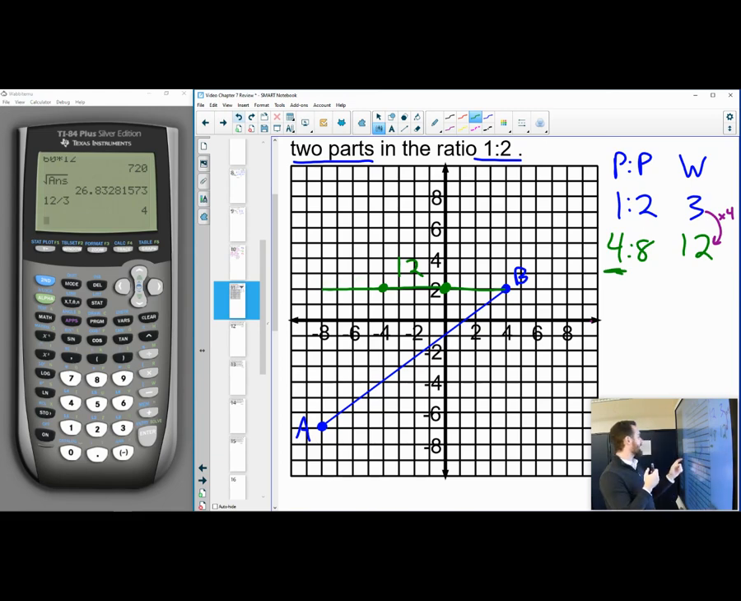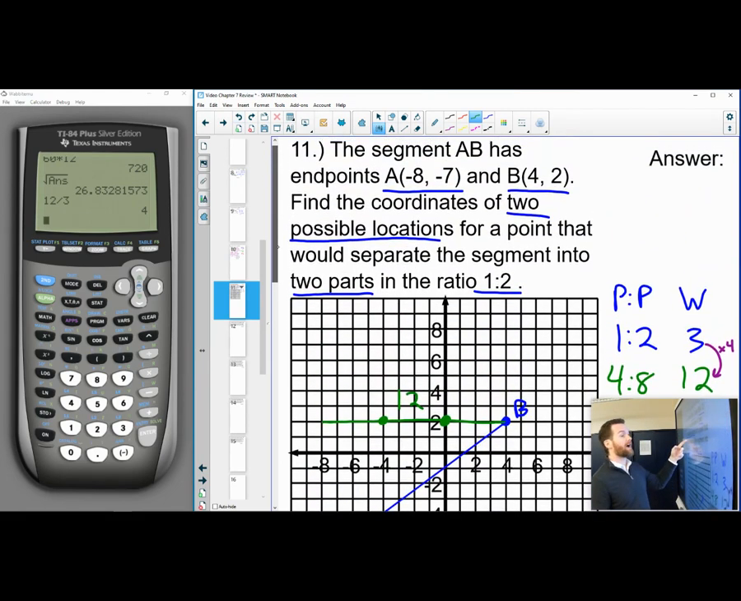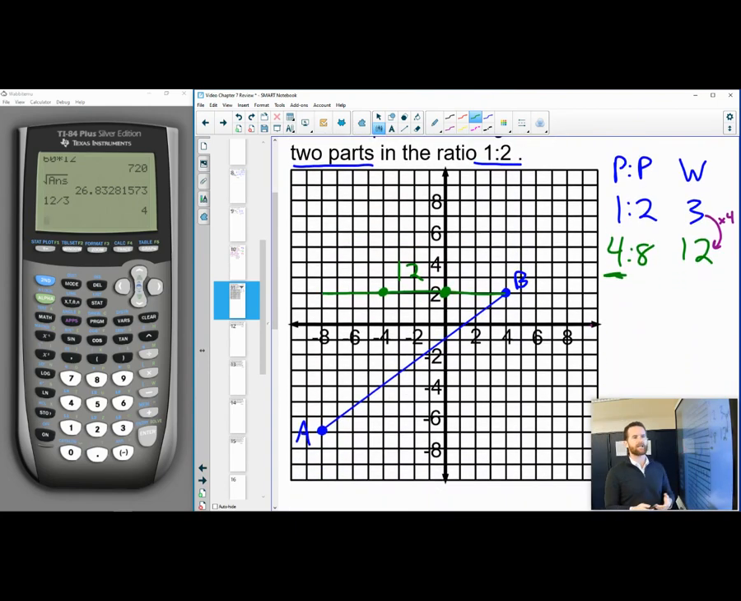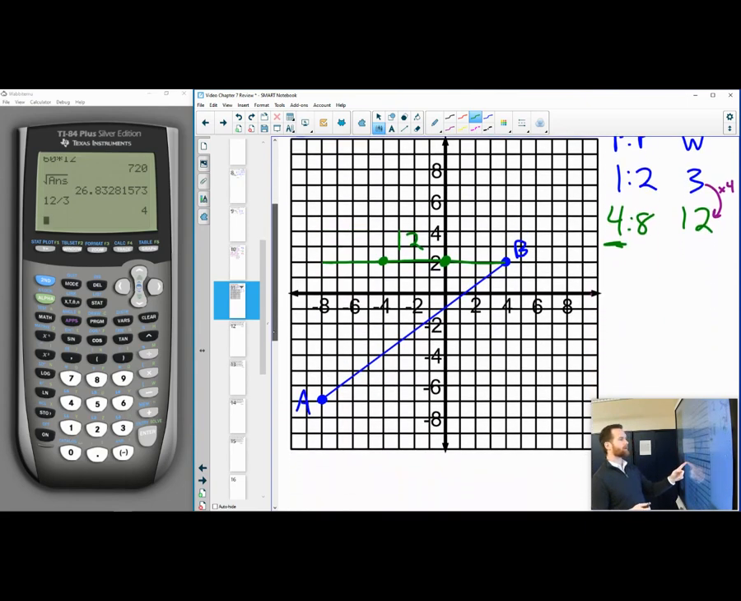Now keep in mind, if they had not said 2 possible locations, either one would have been fine. But if they were more specific, like, we want this ratio from A to the middle point and the middle point to B or something like that, then we'd have to be more careful about which direction we counted from and how many steps we took. But since it just said 2 possible locations, it actually made it a lot easier for us. This phrase made this problem a lot easier, in my opinion.